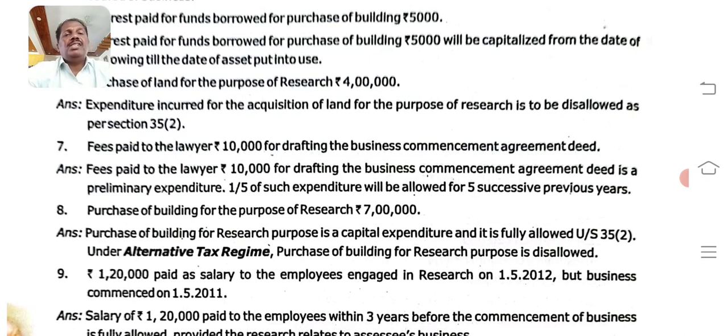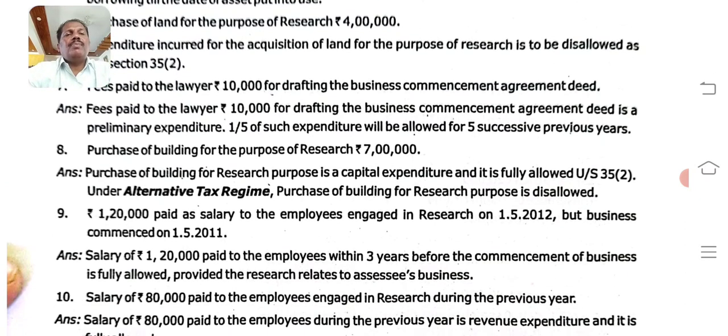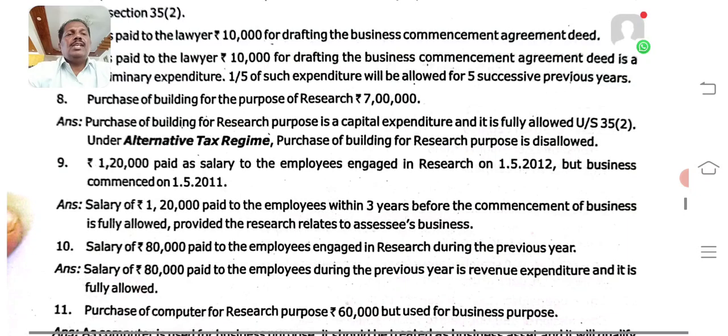5 successive previous years. Even purchase of building for the purpose of research, so it is a capital expenditure, it is fully allowed. But in new tax regime, it is blocked, disallowed.